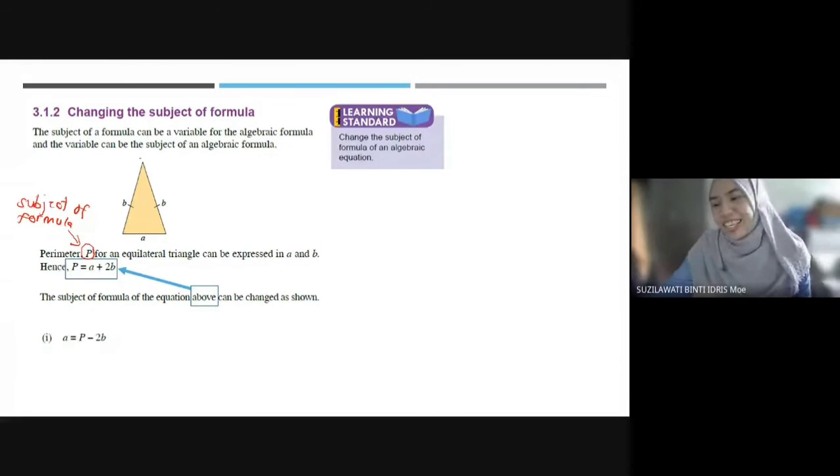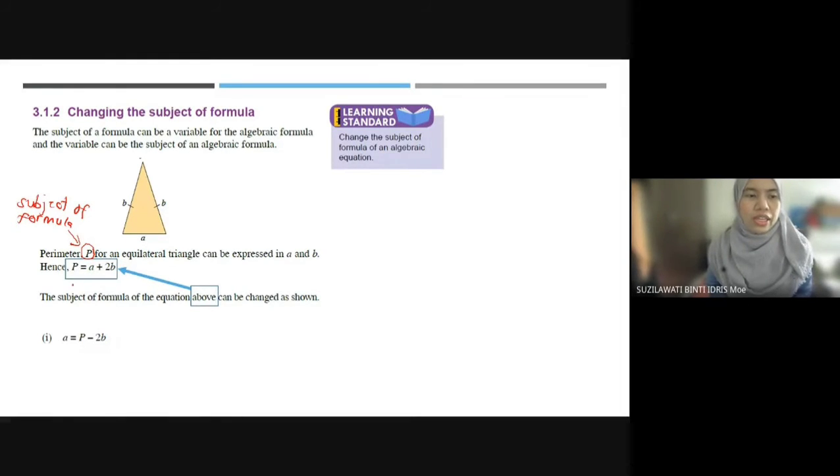Yes, Kishan. Very good. Bring to other side. Betul lah tu. Maksudnya kita kena, do you remember I said just now, subject of formula must be on the left. And I write subject of the formula. If we are going to make A as the subject of formula, then we need to bring A to the left. We bring A to the left. A equal P minus 2B.